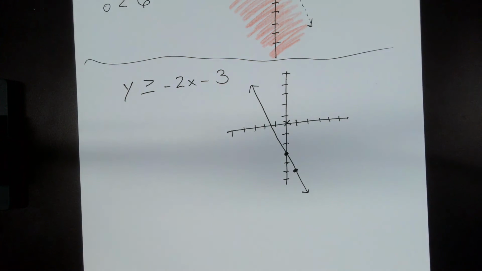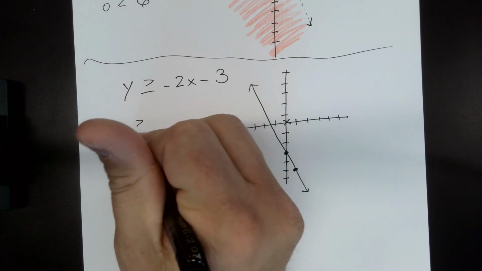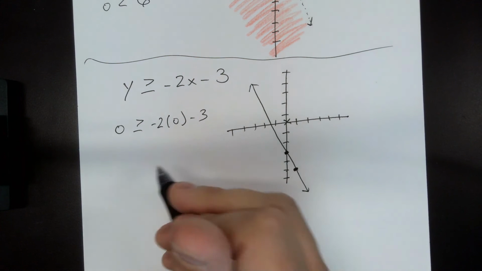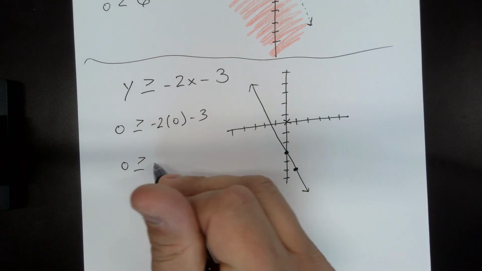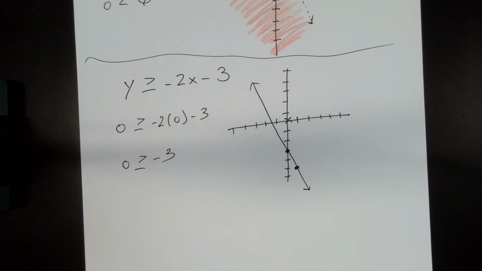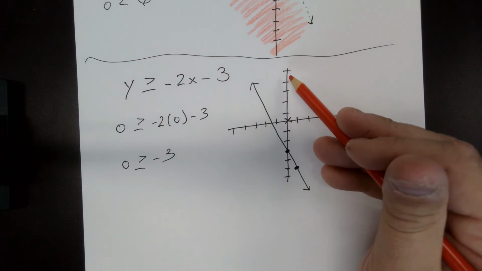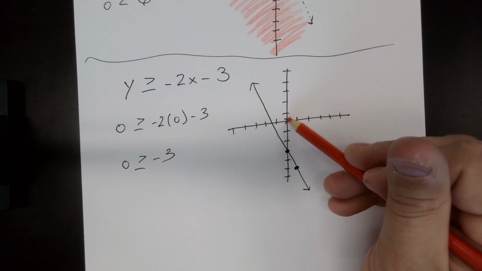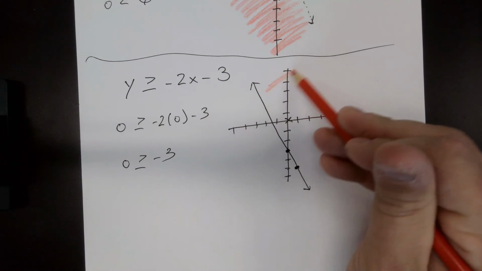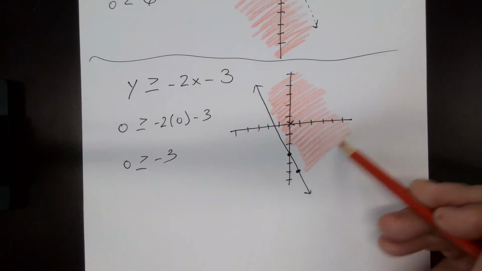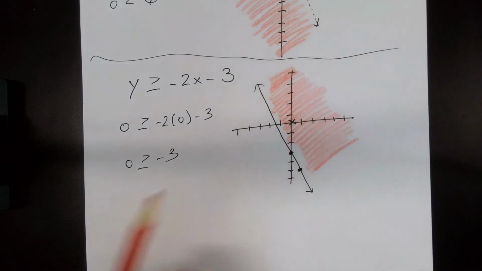So we're going to test it, right? So we're going to plug 0 in for our y, 0 in for our x. So now watch. 0 is greater than or equal to negative 3. Is it true? Yes. So 0, 0 is on this side of the line, right? So if it's true, you shade the side of the line where 0, 0 is. Okay, questions? No. Okay, I want you guys to determine on your own.